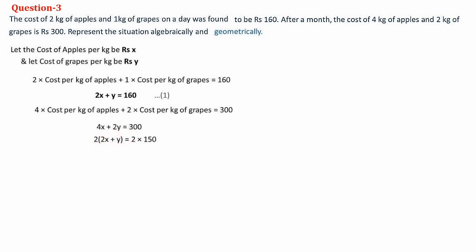When we take 2 separately, 2 into 150 is 300. As I said before, this step is just for understanding purposes. Simply cancel 2 from all the terms, so you will get the answer 2x plus y is equal to 150. Directly also we can write: 4 cancelling 2 means 2 will be there, 2 cancelling 2 means only 1 will be there, that means y, and 300 cancelling 2 means 150 will come. So 2x plus y is equal to 150. Label it as equation number 2. This is the algebraic representation.